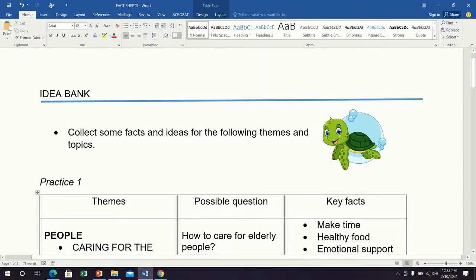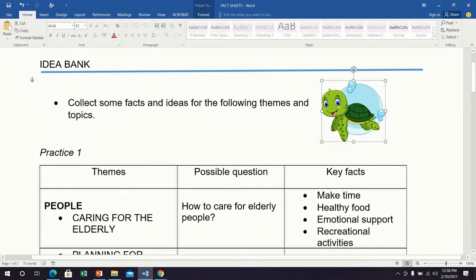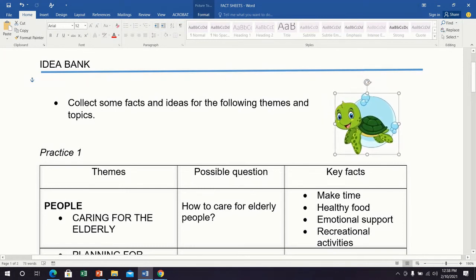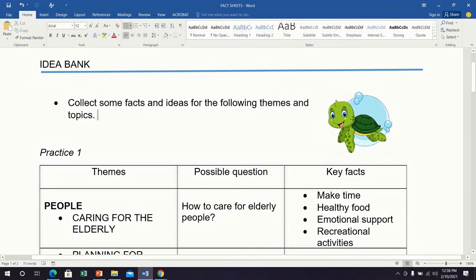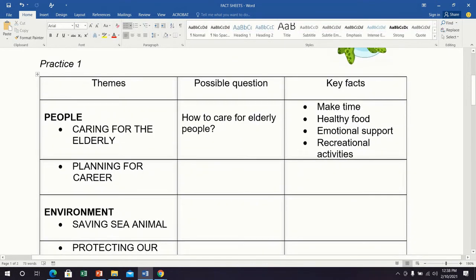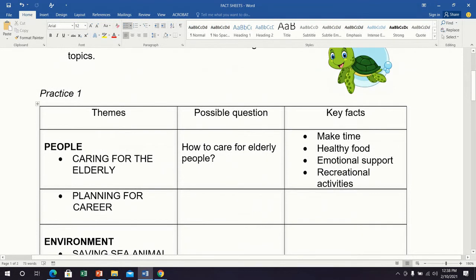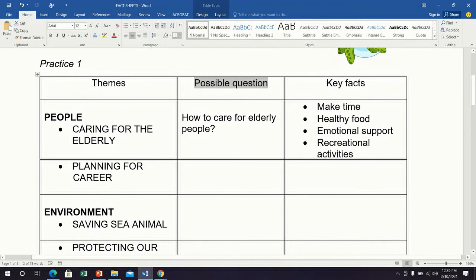All right, so welcome back to our idea bank, and I would like to talk about this little cute turtle picture right here. It really brings some fun into the worksheet. All right, so now this worksheet has three columns: themes, possible question, key facts. I don't want you to get the wrong idea that this possible question is for us to actually spot any questions for the exam, but this is actually a question that is possible from the themes that we have put in this worksheet.